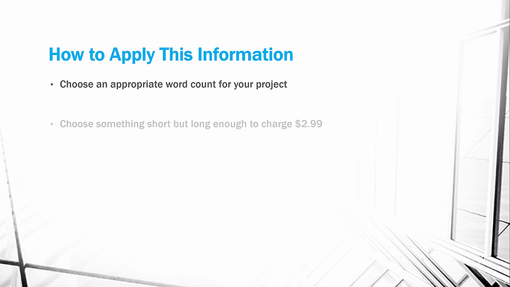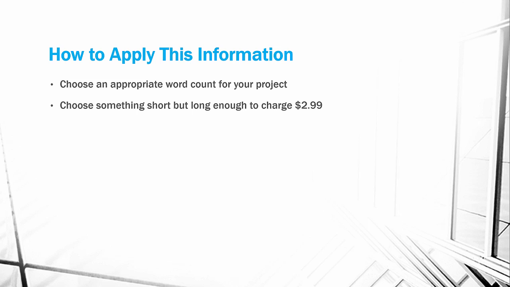So choose something short, but long enough to charge $2.99. In fact, if you do have an epic fantasy, what I would encourage you to do is to break it into smaller chunks that you can sell for $2.99. $2.99 is that sweet spot. Hover towards it. Optimize your writing towards it. It's where you get the big jump in income to 70%, but it's also the least expensive option that you're giving the user.